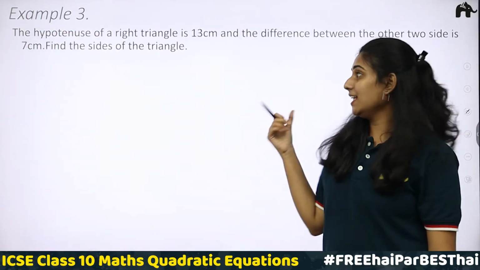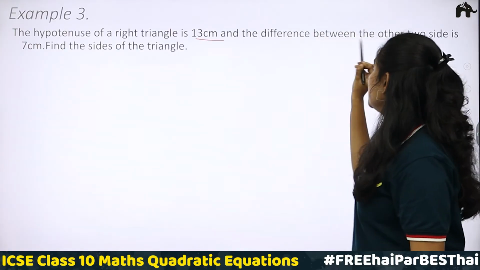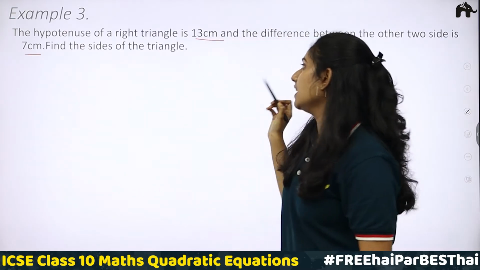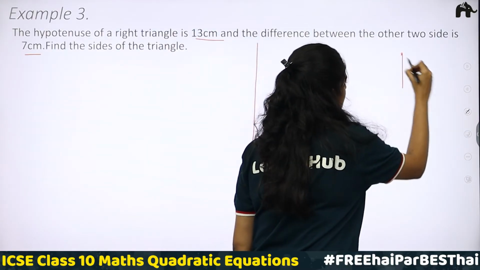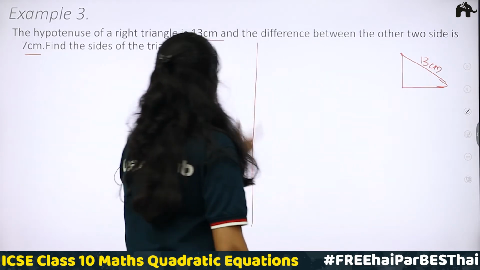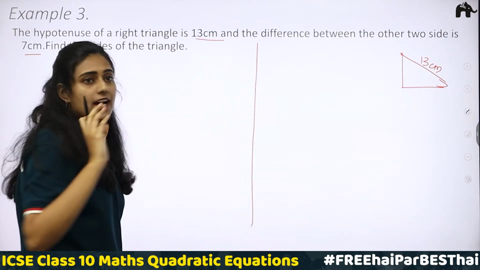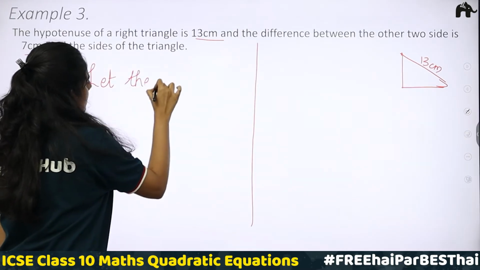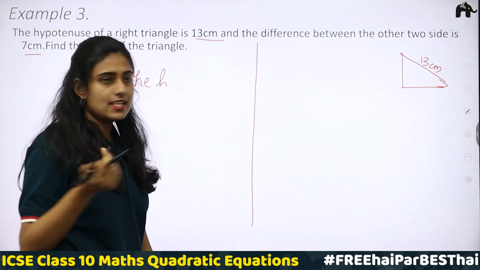Okay. Let us take an example. The hypotenuse of a right triangle is 13 centimeter and the difference between the other two sides is 7 centimeter. Find the sides of the triangle. Okay. We'll consider a right triangle. This is a right triangle. Given that the hypotenuse is 13 centimeter. What else is given? And the difference between the other two sides is 7 centimeters. Let us take one side as x. Let the height be x. You can take either the height or base because they have mentioned only the sides. The difference between the sides is 7 centimeter.